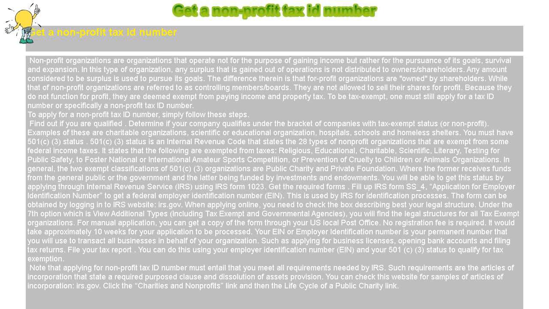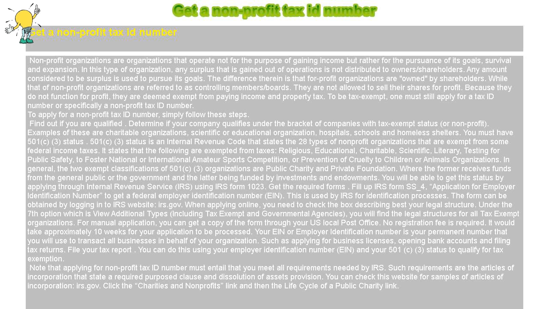The form can be obtained by logging into IRS website, irs.gov. When applying online, you need to check the box describing best your legal structure. Under the seventh option, which is View Additional Types, including tax-exempt and governmental agencies, you will find the legal structures for all tax-exempt organizations.